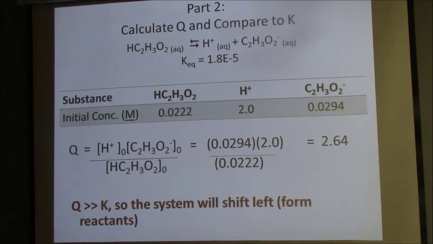Now, from the notes, you will remember, if Q is greater than K, the system shifts towards the reactants. It shifts left. If Q is less than K, it shifts to the right, and if Q equals K, it's at equilibrium. So here, Q is much greater than K, right? So that means that I don't have enough reactants. For this to reach equilibrium, I need a lot more reactant to form. So the equilibrium will shift towards the reactants. In other words, more acetic acid will form, and that will get me to equilibrium.